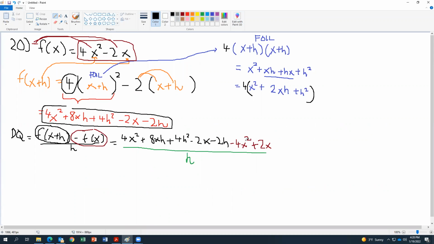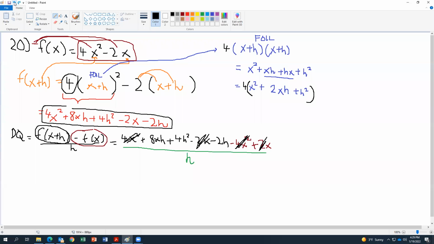Now, when you do this, you find out that these two terms can be canceled. This 4x squared can be canceled with this 4x squared. This 2x can be canceled with this negative 2x. So this is a good thing about the difference quotient: terms can cancel. So what you're left with is these 3 terms.